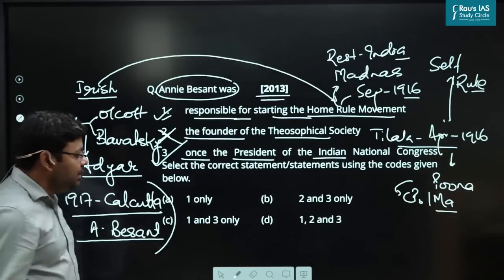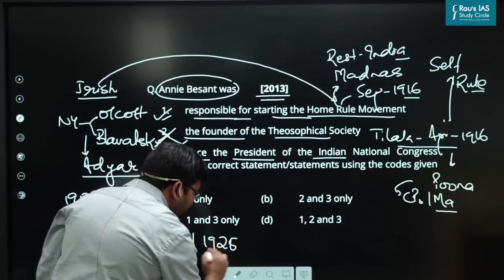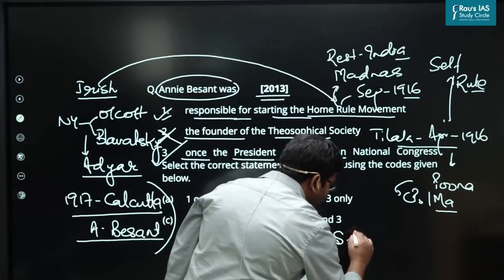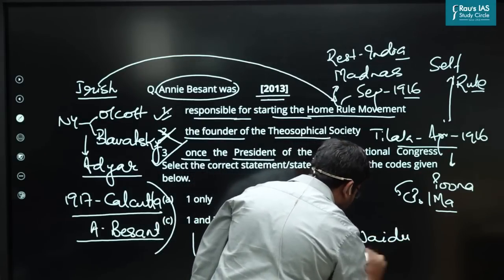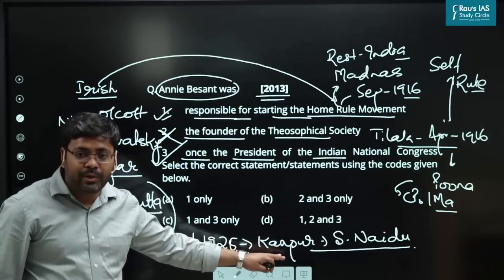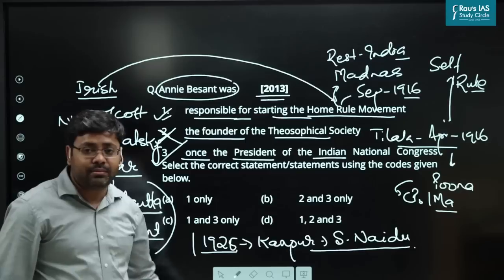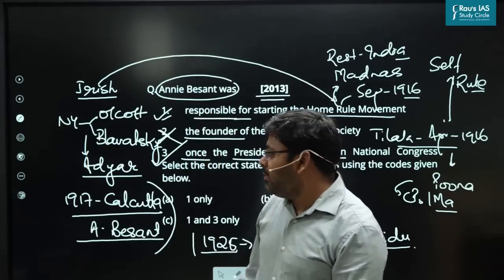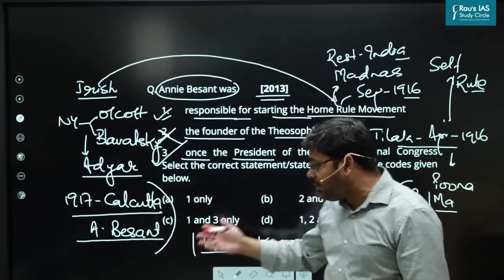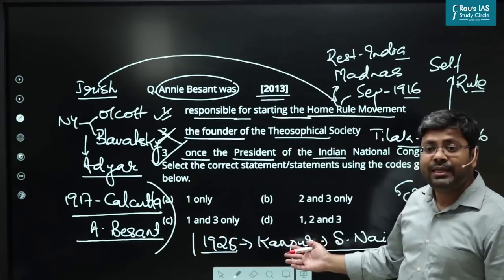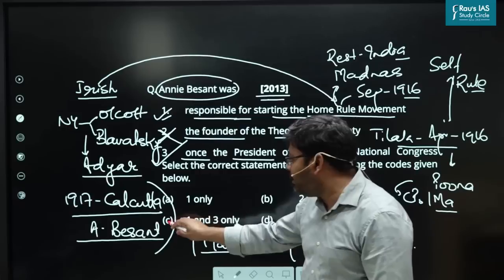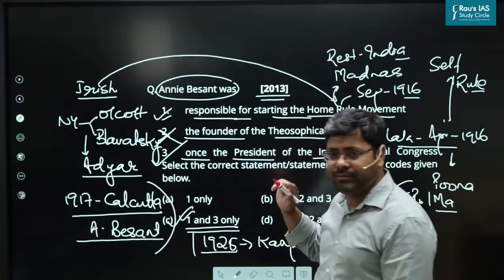Extra information again, that in 1925, the Kanpur session of Indian National Congress was presided by Sarojini Naidu. And Sarojini Naidu became the first Indian woman to preside over Congress session. What you have to retain here is that the first woman to preside over Congress was Annie Besant, and the first Indian woman to preside over Congress session was Sarojini Naidu. So, first and the third statements are correct, and the answer here would be C, 1 and 3.